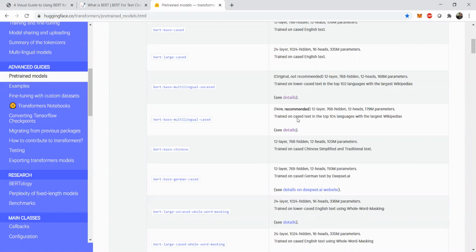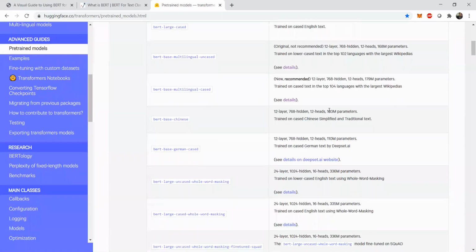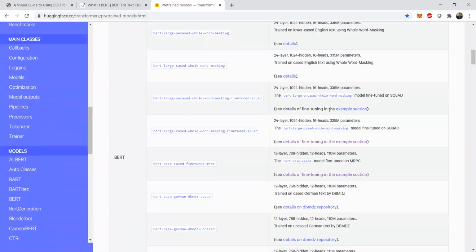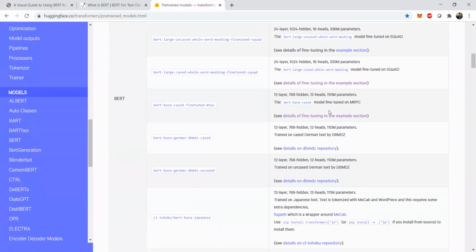So the models remain the same, right? The model parameters remain the same. That means the vector size remains the same. For the BERT base, everything remains at 768. For the BERT large, everything remains at 1024. So the vector size remains like that. And so there are different kinds of BERT.